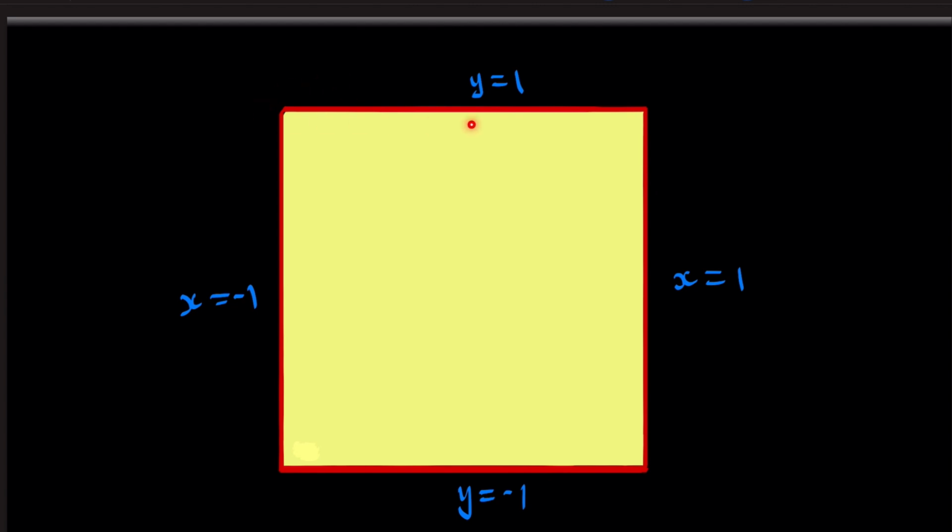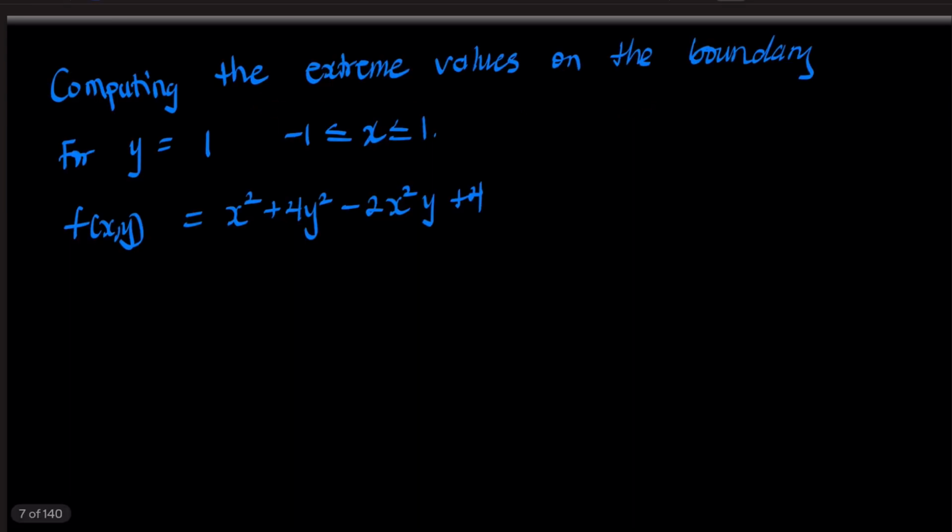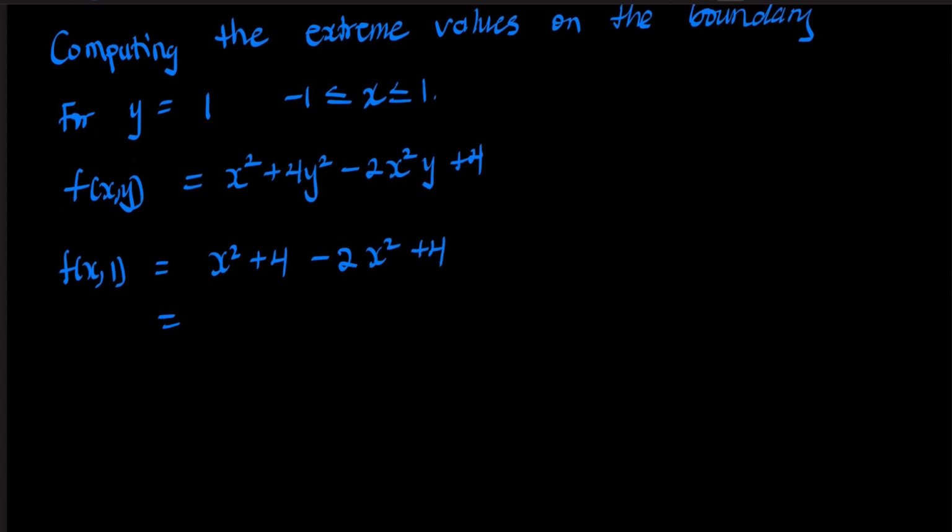So we do the same for the top boundary and the bottom boundary. We first solve for the top boundary, that's y is equal to 1. So when y is equal to 1, x will lie between -1 and 1. So our function is going to be f(x, 1). Y is now 1. So we are going to have x^2 + 4 - 2x^2 + 4. So that's just -x^2 + 8.